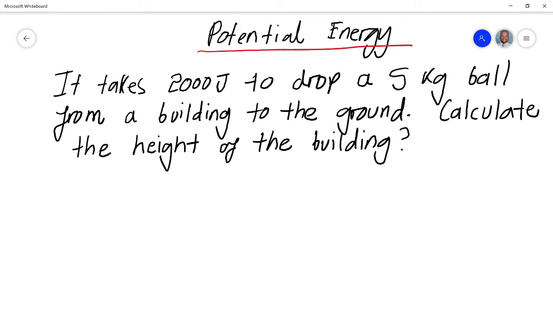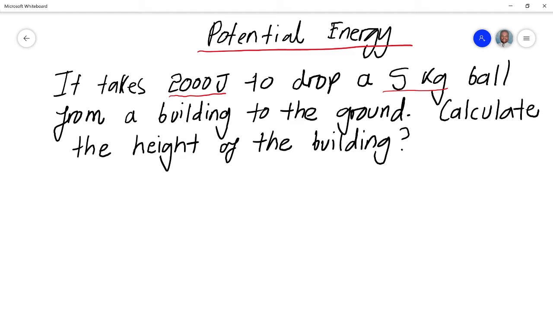It takes 2,000 joules to drop a 5 kilogram ball from a building to the ground. Calculate the height of the building. So what information have we been given? We've been given the energy, 2,000 joules. We've been given the mass, which is 5 kilograms. And because we're dropping a ball from the top of a building, there's acceleration due to gravity. So even if the question doesn't state it, we know that acceleration due to gravity needs to be included in our calculation, which is 9.8 meters per second squared.